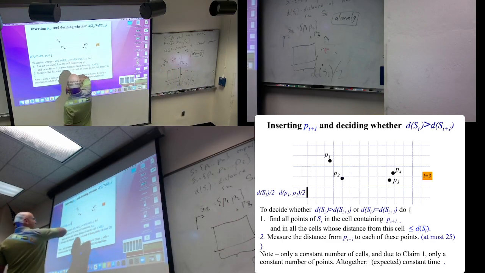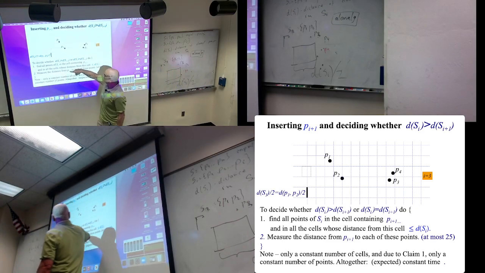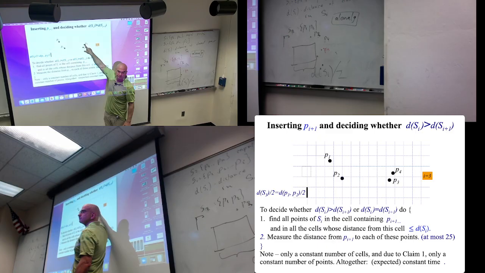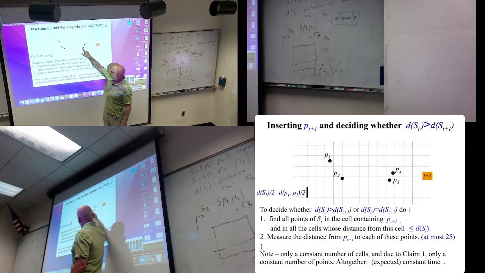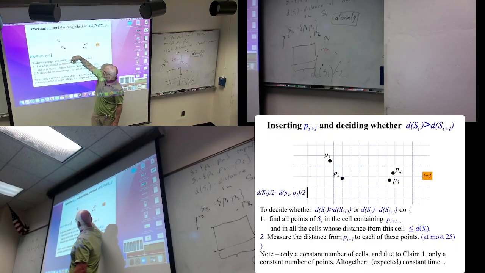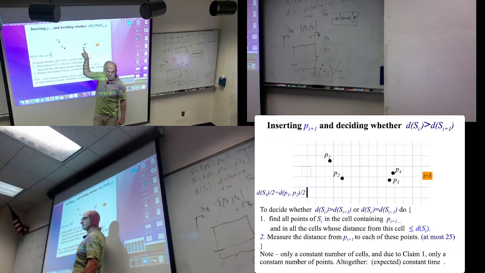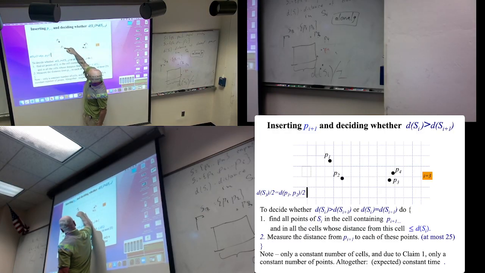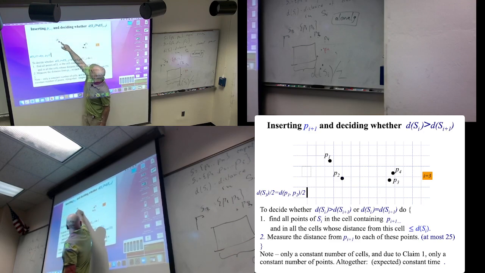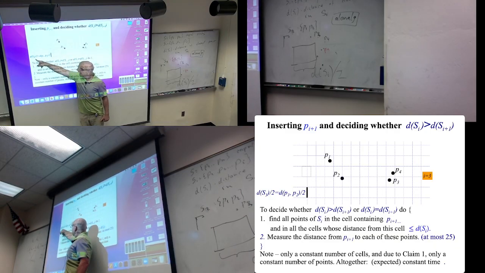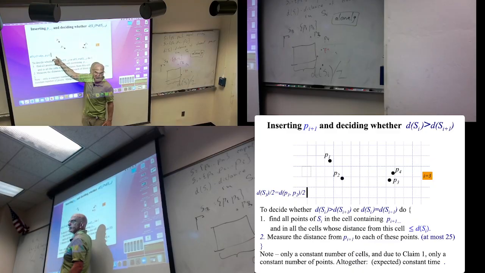So far I have the points P1, P2, P3. I'm about to add P4. P_{i+1} is going to be P4. And I have S3, which is P1, P2, P3. d(S3) is, let's look, the distance from P2 to P3, the distance from P1 to P3, and the smallest is P1 to P2. I'll take this distance, divide by half, and that determines the grid size so far.